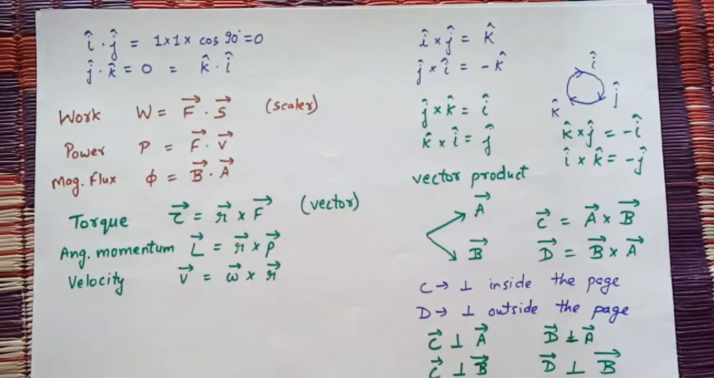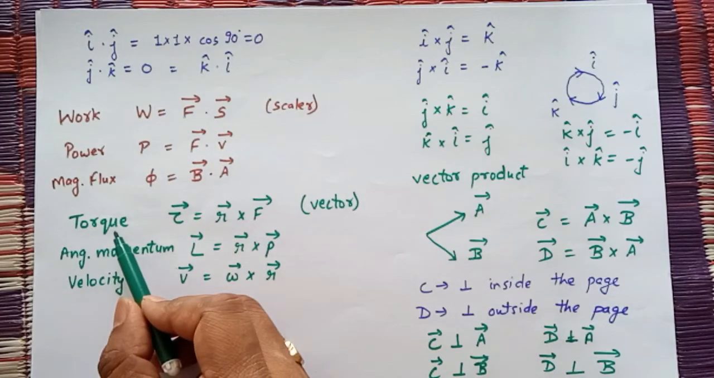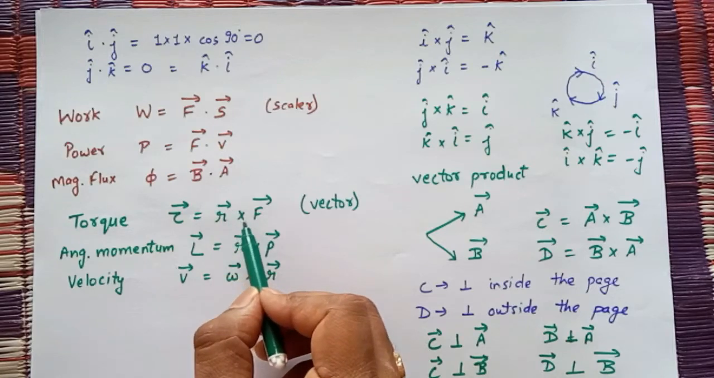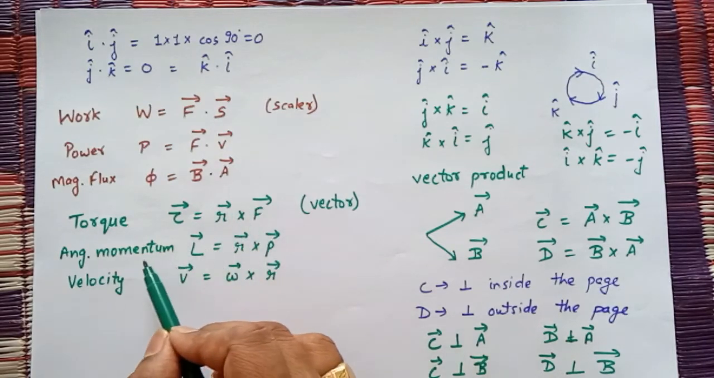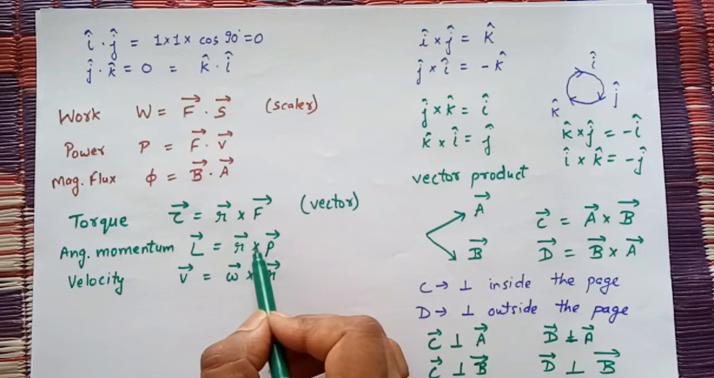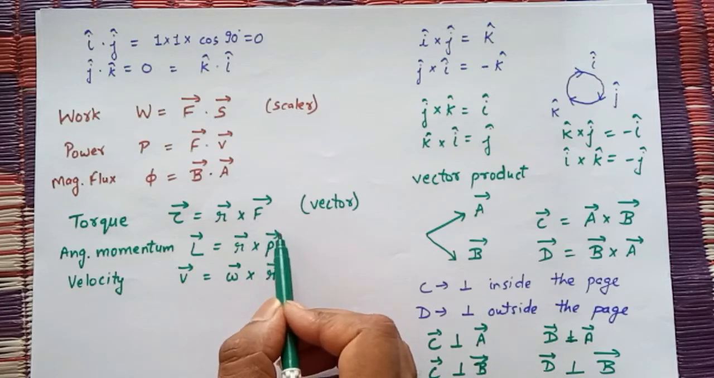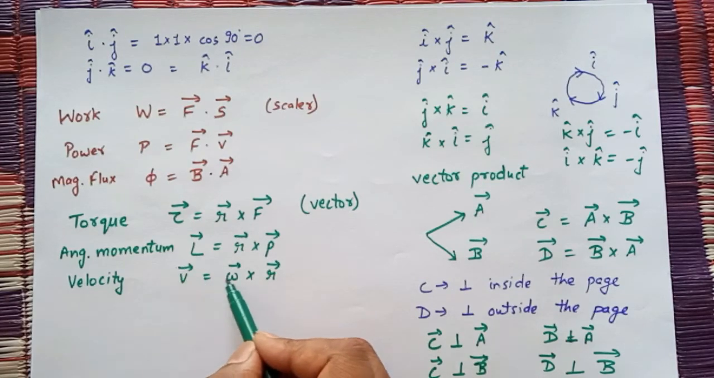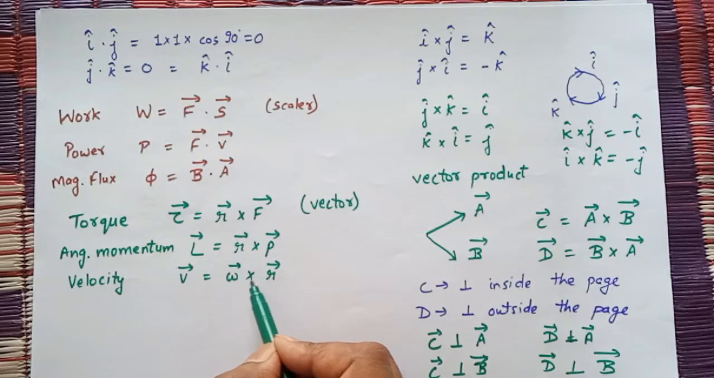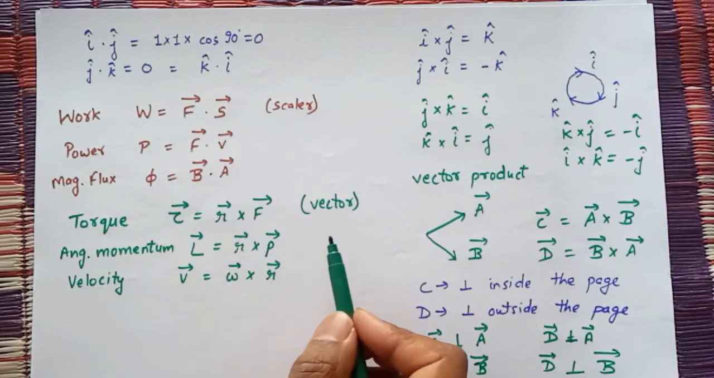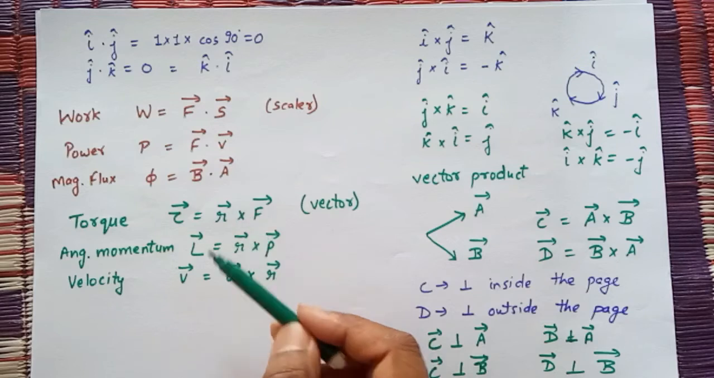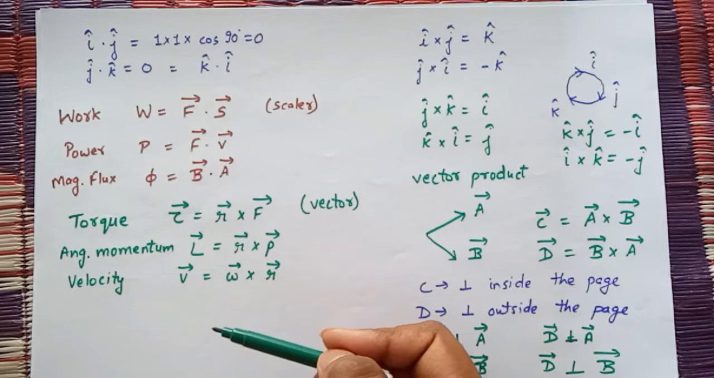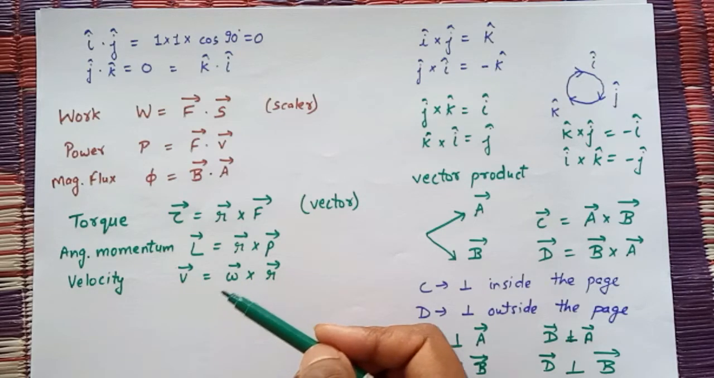And now for the vector product, torque, that is the rotational force, is equal to the r vector, that is perpendicular distance, multiplied by the force vector. Angular momentum L vector is equal to r vector cross p vector. Here p is linear momentum. And for the instantaneous velocity, v vector is equal to angular velocity omega vector multiplied by r vector. These are the formulas for the vector quantities. We will derive these formulas in a further chapter of physics, and you can also use these formulas directly in this chapter.